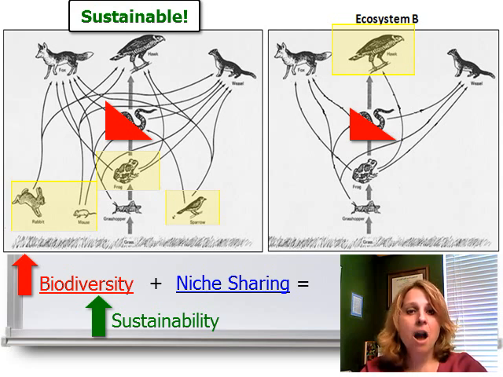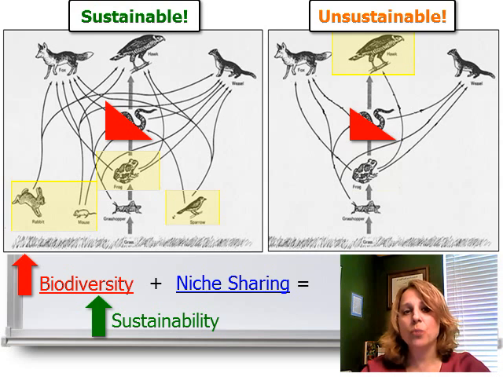Correct. The hawk population would decline greatly since there is only one other organism filling the same niche as the snake. The more diverse an energy level, such as primary consumers, the more sustainable the ecosystem is.